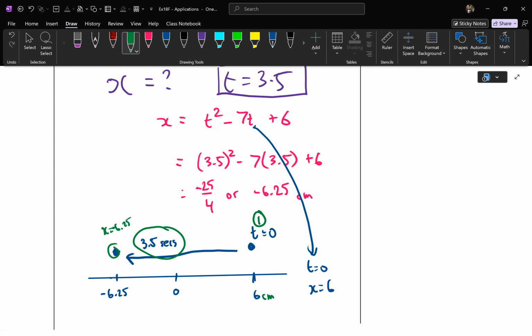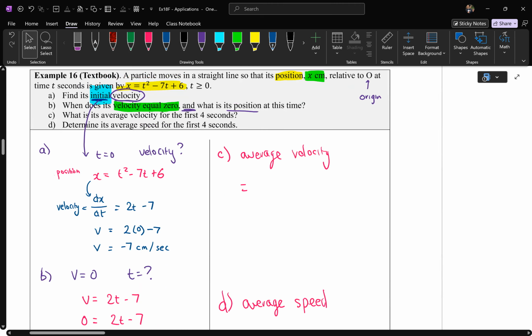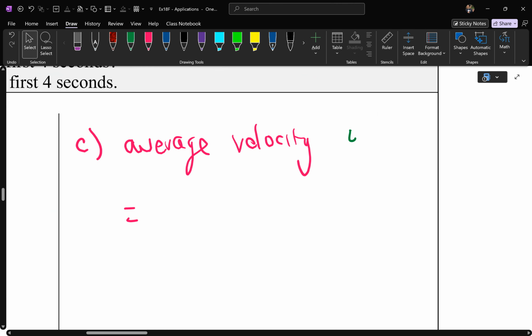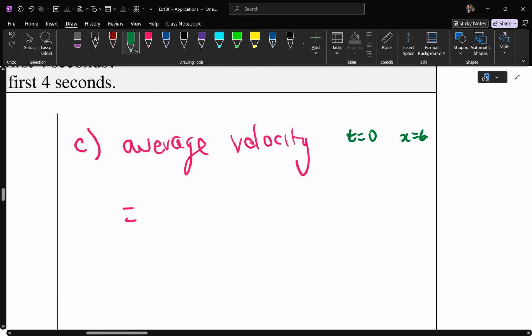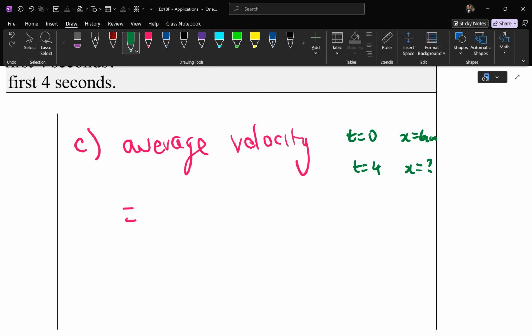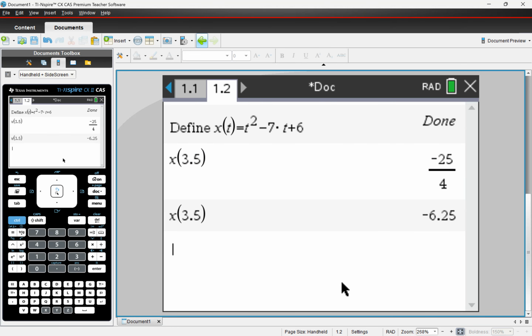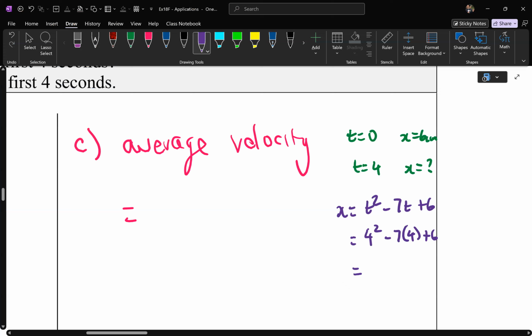So here on your page, let's work out the position, because at t equals 0, we knew the position was 6 centimeters. But what about t equals 4? Where's my position? Okay, so let's work that one out. Your position equation was t squared minus 7t plus 6. If t was 4, it should be 4 squared minus 7 times 4 plus 6. Let's work out our position. I'm going to type it in my calculator. So x of 4 gives me negative 6.